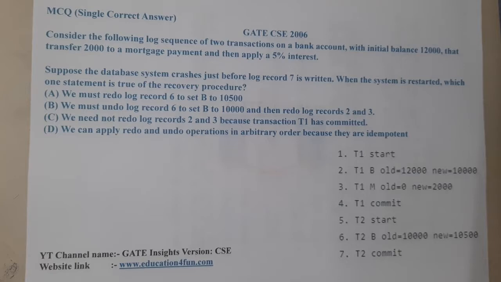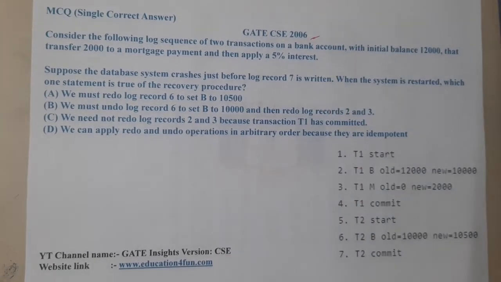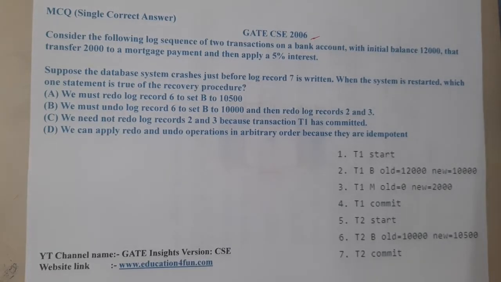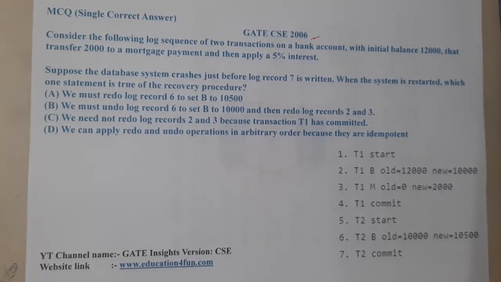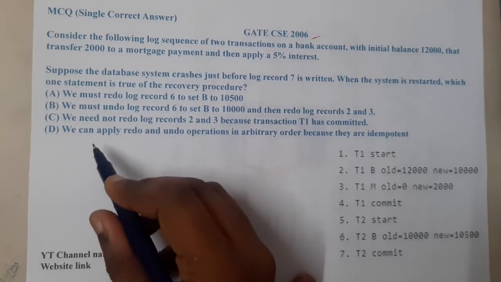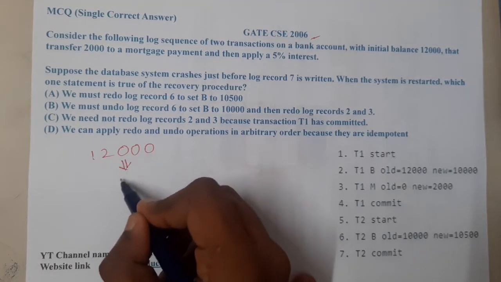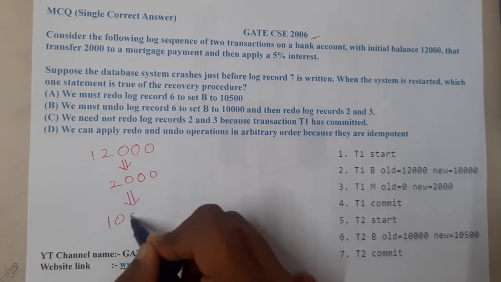Okay, so this question belongs to GATE CSC 2006. The given question is: consider the following log sequence. They gave a log sequence of two transactions on a bank account with an initial balance of 12000 that transfers 2000 to a mortgage account and then applies a 5% interest. So now we are trying to transfer 2000 from it, and the end result will be 10,000 here.